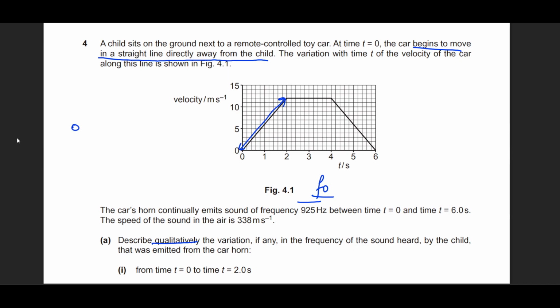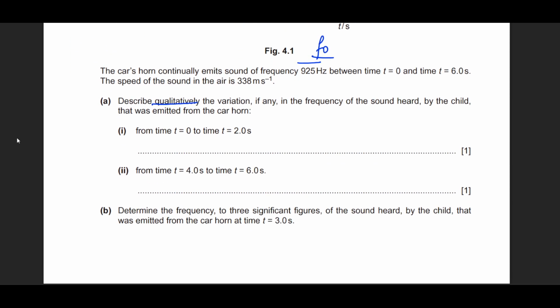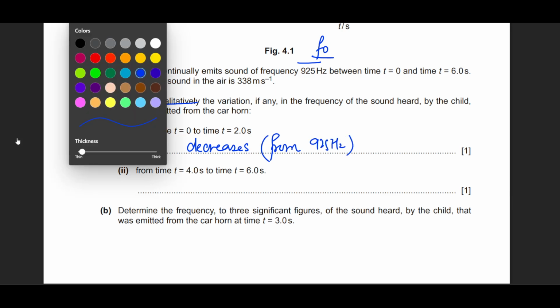So if the child is standing at this point and the car is standing at this point, the car is moving away, then the frequency heard by the child is going to be less. So it is going to decrease, or you can say decreases, but in bracket it's understood that it decreases from 925 hertz to become something less than this.